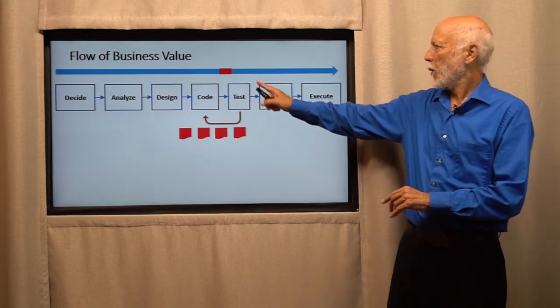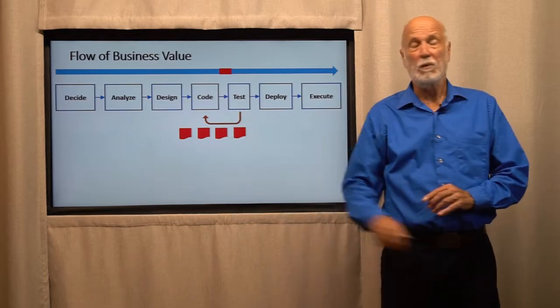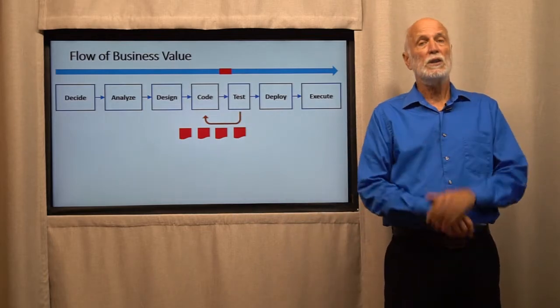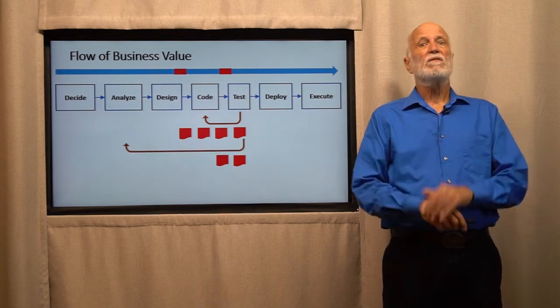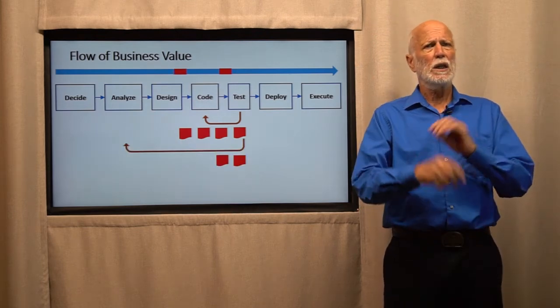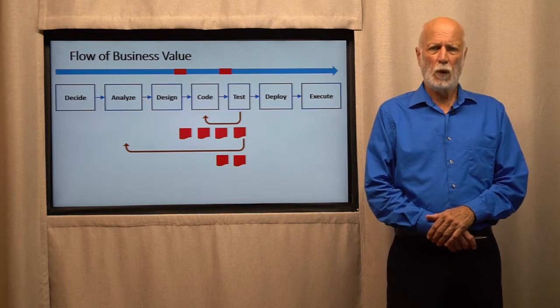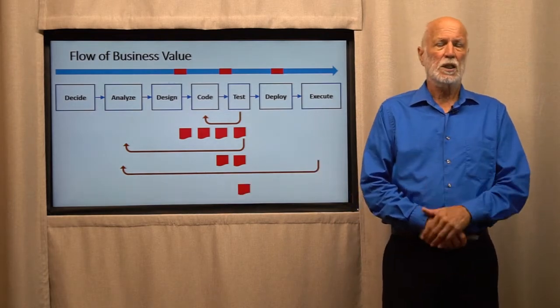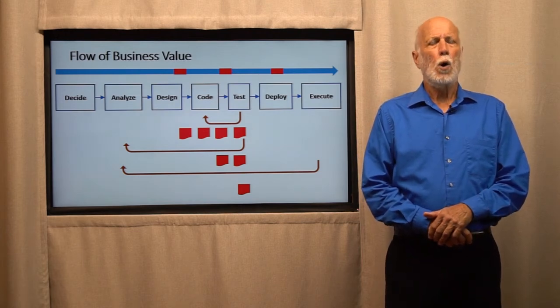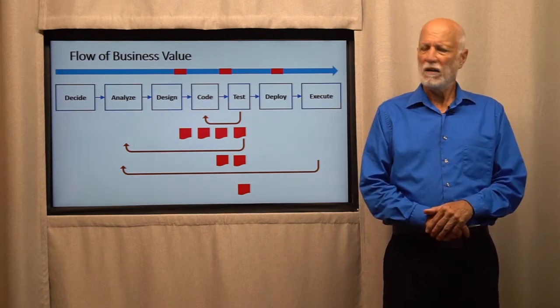Well, we get breaks in the flow as we get a loopback from test to code because of defects. We also get a loopback from test back to analyze because we realize that the requirements have not been well understood. And finally, we get loopbacks from production backwards. And all of these slow down the flow of business value.